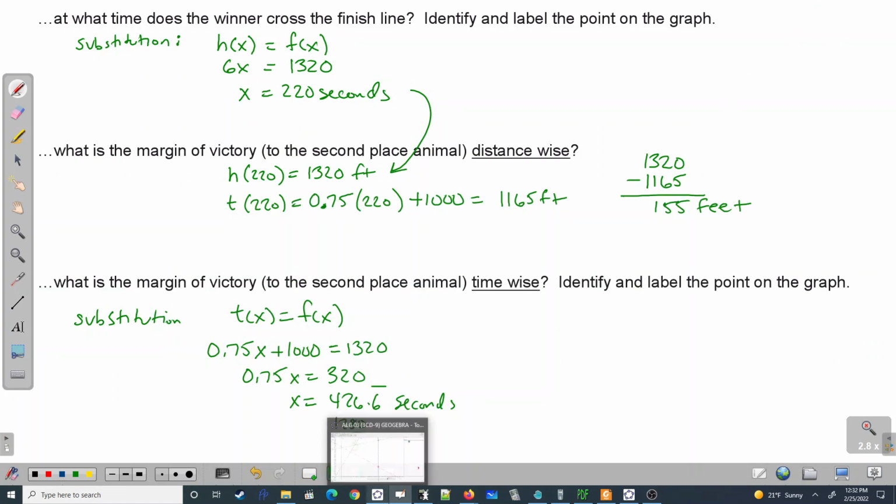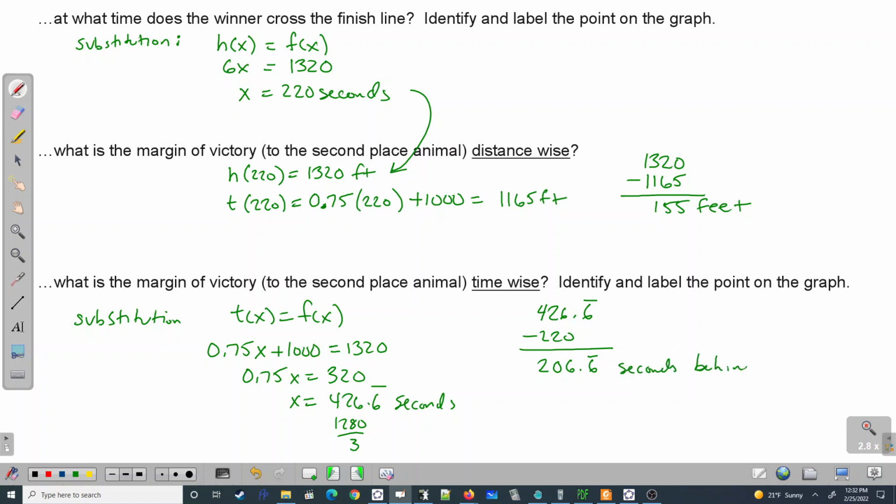And so, to do that, I just take the 426.6 repeating. I'll subtract 220. And what you realize is, oh my goodness, it seemed pretty close, 155 feet difference, but the tortoise is moving so slow that the tortoise is technically 206.6 seconds behind. And since there's 60 seconds in a minute, we're talking 3 minutes, 26.6 seconds. It is one very slow-moving tortoise.